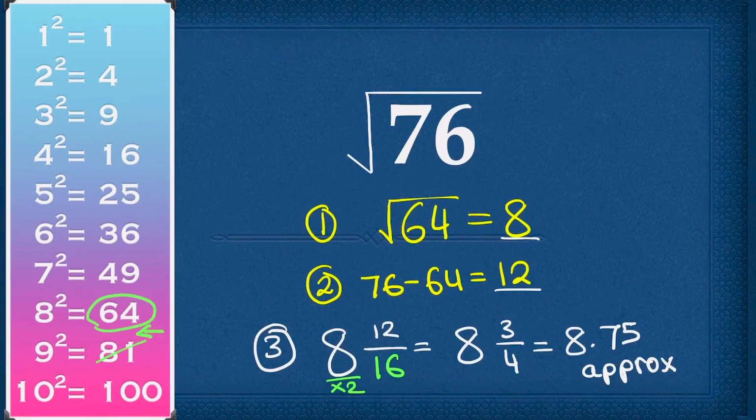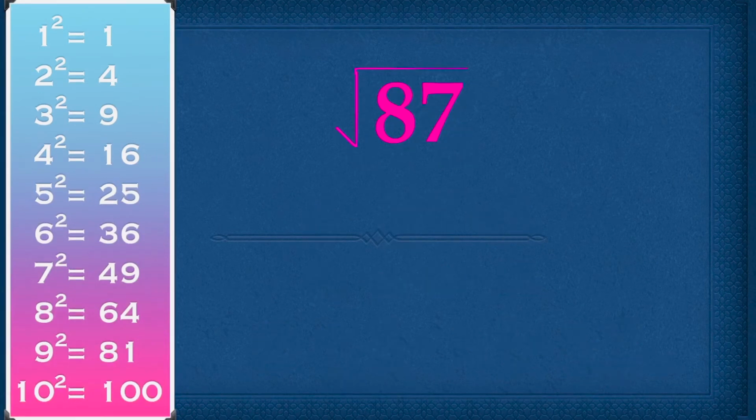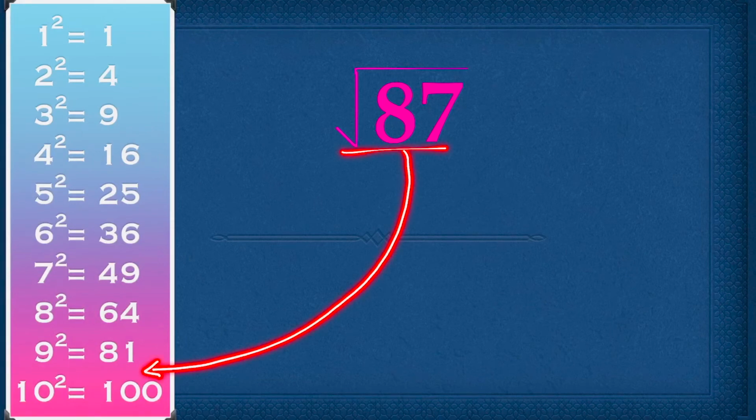So well done guys for doing this one right, and well done for going this far. Now let's go on to our final example, which is the square root of 87. Again, we are going to see where this 87 fits in the squares table. It's going to fit in right here between 9 squared and 10 squared, or 81 and 100.